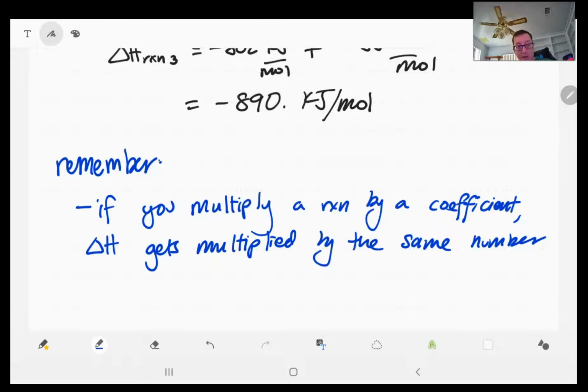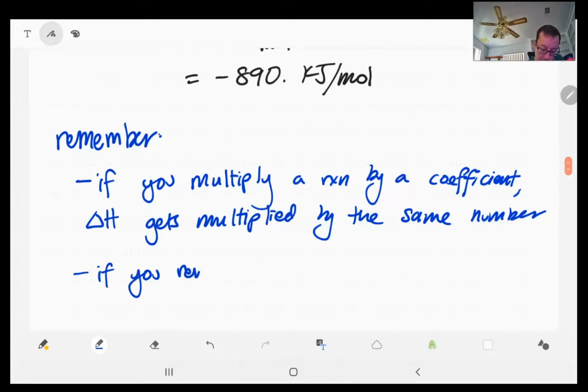So if we multiply a reaction by a coefficient, because we need to, because remember, delta H does depend on how much reactant and all that you're actually using. And hopefully that's obvious. If you burn a small amount of gasoline, you get a small amount of energy. If you burn a lot of gasoline, you get a lot of energy out, right? But the ratio is still the same. That's why we standardize it. So if you need to multiply your reaction in order to get things to cancel out, your delta H gets multiplied as well.